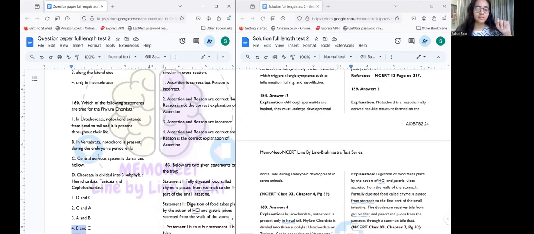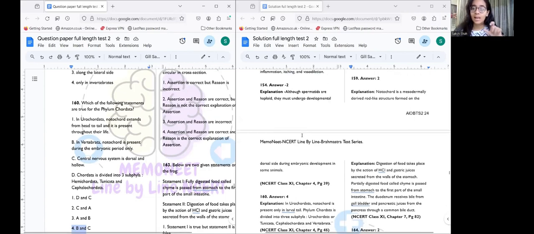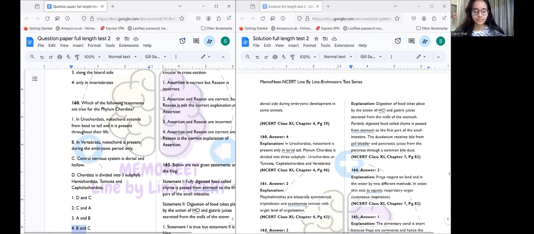Now, the first statement: in Urochordata, notochord extends from head to tail and is present throughout their life. No, it does not. It is not present from head to tail. It is present only in the larval tail. So that statement is wrong. Then for the D statement, Chordata has 3 subphyla: Hemichordata, Tunicata, Cephalochordata. That's also wrong because Hemichordata is not a subphylum of Chordata. The subphyla of Chordata are Urochordata, Cephalochordata, and Vertebrata.